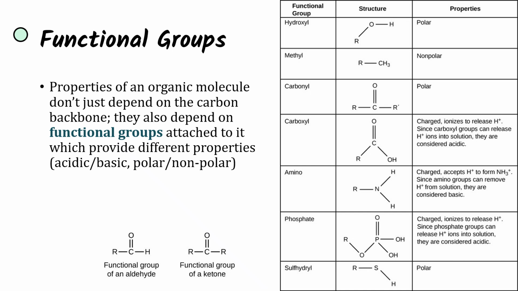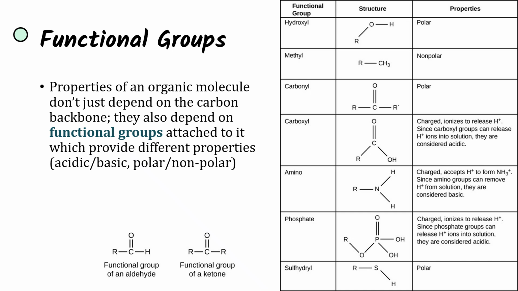Next, we have a carboxyl, which is very similar to a carbonyl group, except the ending is a hydroxyl group. And this is charged and can release a proton, leaving it with a negatively charged oxygen. So it's considered acidic because it's donating protons. It's lowering the pH. It's making the solution more acidic.